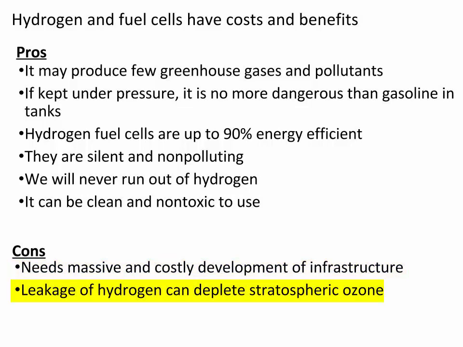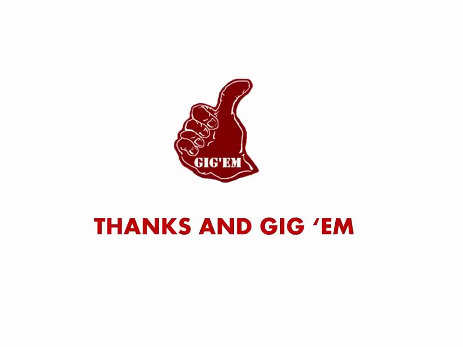Some research suggests that if hydrogen leaks from the areas we produce, store, and transport it, this could deplete stratospheric ozone and lengthen the residence time of methane in the atmosphere. Finally, if hydrogen is not stored under pressure, it can catch fire and explode. While this sounds alarming, remember that gasoline can also catch fire and cause explosions if not stored, handled, and used properly. That concludes this mini lecture on new renewable energy alternatives.